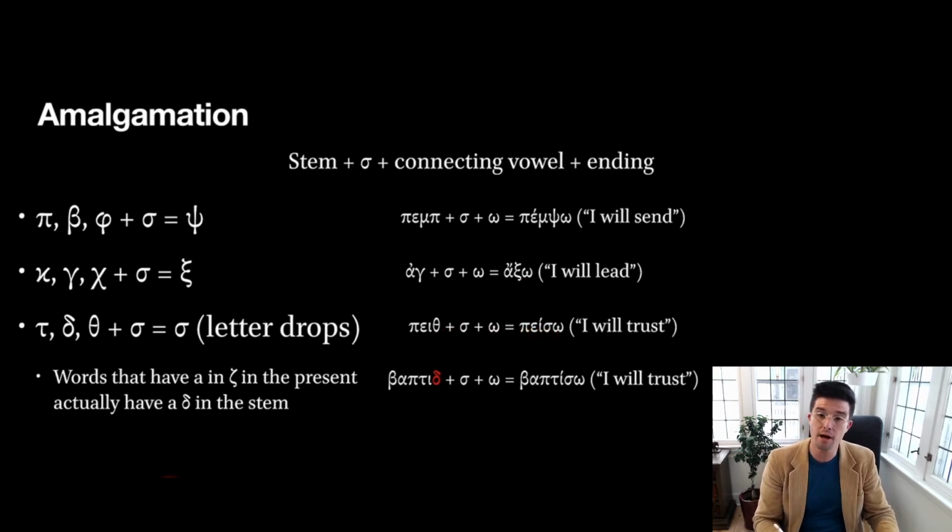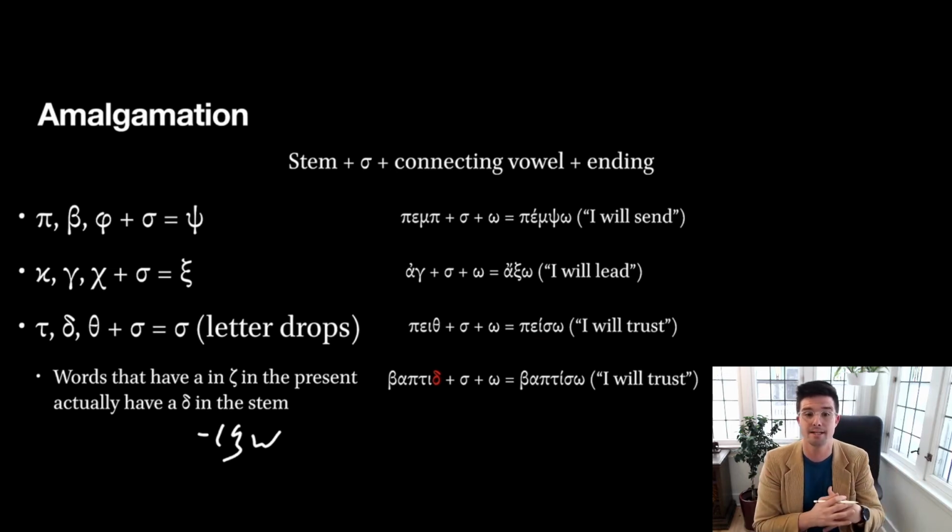There are a number of words that have idzo as their ending in the present active indicative, where we see that zeta, but the root of the verb is actually a delta. And so what we're going to see is that words that end in idzo are also going to drop out that letter in the future. So you have baptizo becoming baptiso.